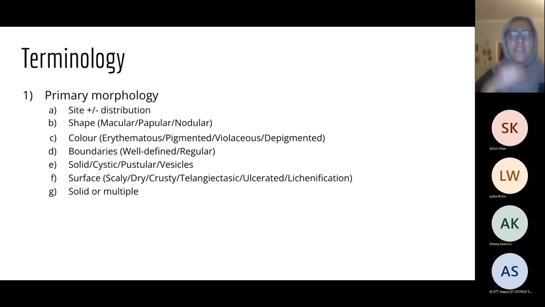Is the surface of the lesion, you know, solid, or as I mentioned, is it vesicular? Has it got pus in it? Or the surface might also be quite crusty or dry, and again, that can give you a good idea of what the lesion could be. And of course, if there's one lesion or if there's multiple of them.